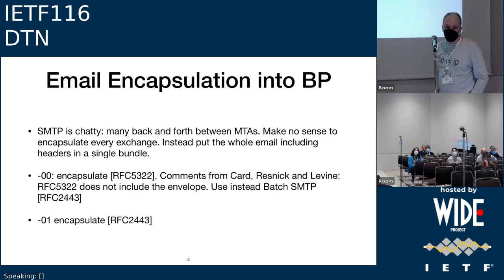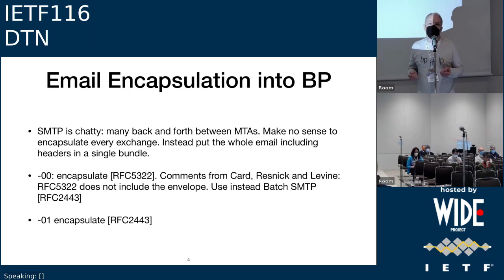So why are we doing this? Because SMTP is chatty, with many back and forth exchanges. For those who know SMTP: hello, then features exchange, mail from, recipient to, so it's really chatty. It makes no sense to encapsulate every exchange in a separate bundle because it takes forever. Instead, you put the whole mail, including headers, in a single bundle. In version 00, the first version of the draft, we encapsulated using RFC 5322. Comments from Stuart: RFC 5322 doesn't include the envelope. You need to include the envelope as well, and then you should use batch SMTP, which is RFC 2443. Therefore, version 01 encapsulates RFC 2443. Next slide.